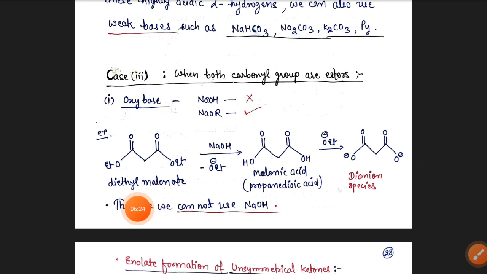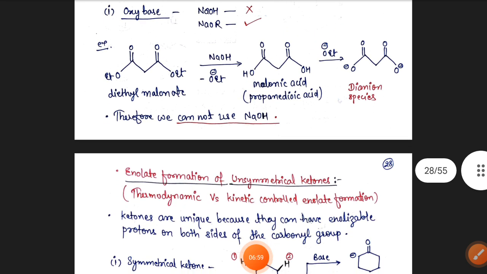This is the example, a very important structure, that is dimethyl malonate, DEM. Here, if the base used is sodium hydroxide along with OEt minus, this gives malonic acid formation, and then a dianion of this species is present. So therefore we can't use NaOH. Only NaOR is used for this case.